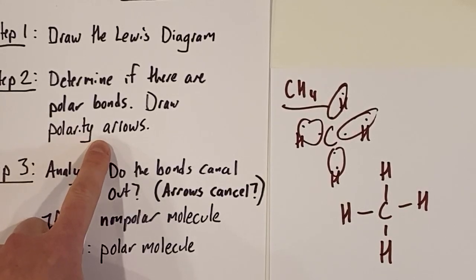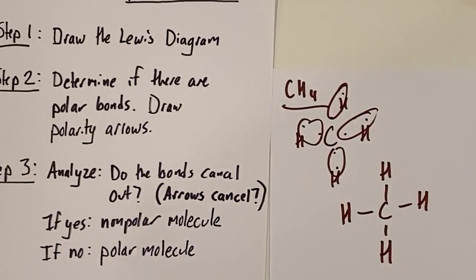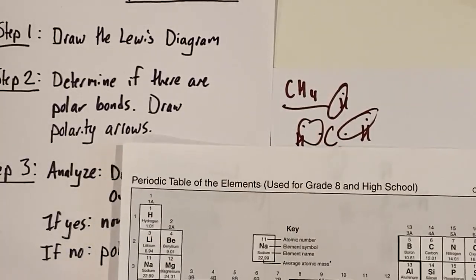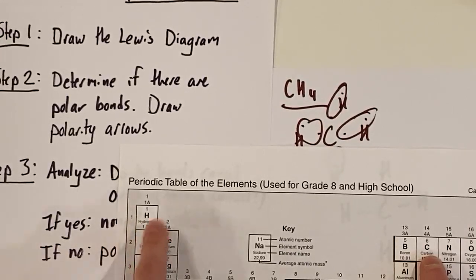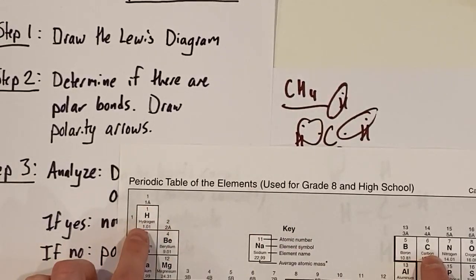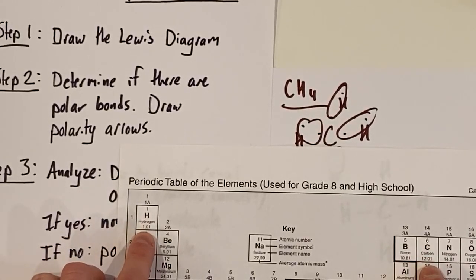Determine if there are polar bonds, and if so, draw polarity arrows. Let's go back to our periodic table. So carbon's here, hydrogen's here. You may think that the carbon-hydrogen bond is polar because they're quite a distance away from each other on the periodic table. But the carbon-hydrogen bond is a nonpolar bond. The difference in electronegativity between carbon and hydrogen is actually really low, because carbon is actually not particularly electronegative for a nonmetal, and neither is hydrogen. So we're going to end up with a nonpolar bond for carbon and hydrogen.